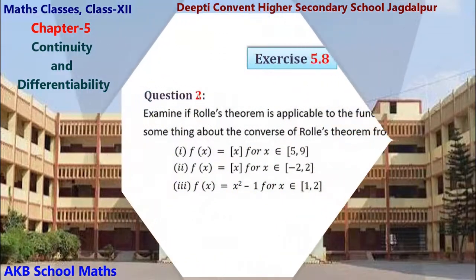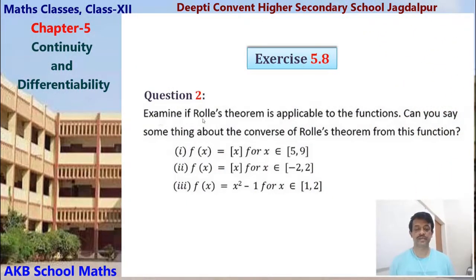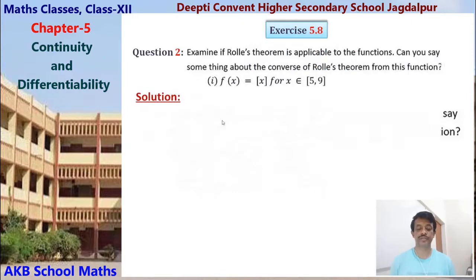Take question 2 of exercise 5.8. Examine if Rolle's theorem is applicable to the function or not. Also, can you say something about the converse of Rolle's theorem from this function? These are the three functions. First, the greatest integer function; second also the greatest integer function, but the interval is different, (-2, 2); and here this is the x^2 - 1 function, interval is (1, 2). In this interval, for this function, we have to check whether Rolle's theorem is applicable or not. Okay, so let us solve.